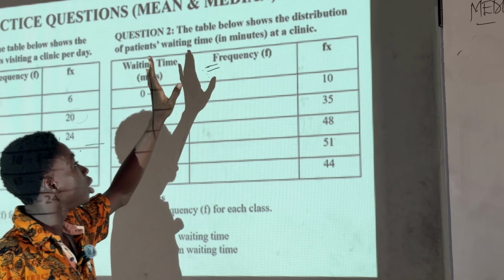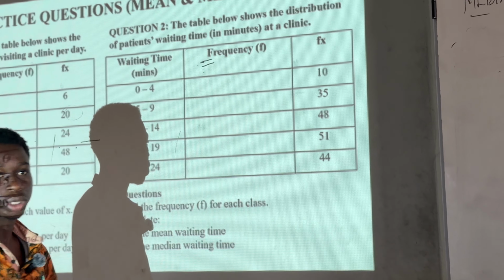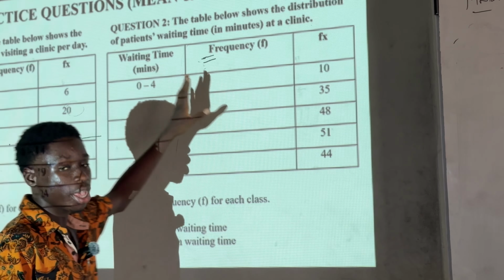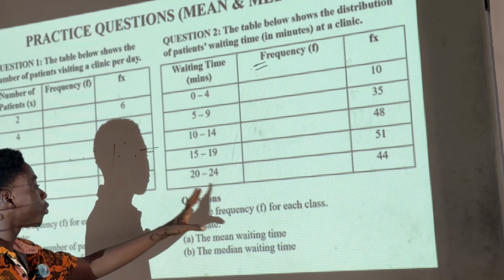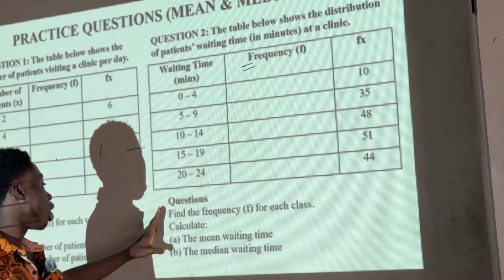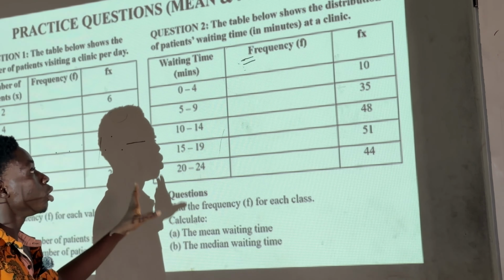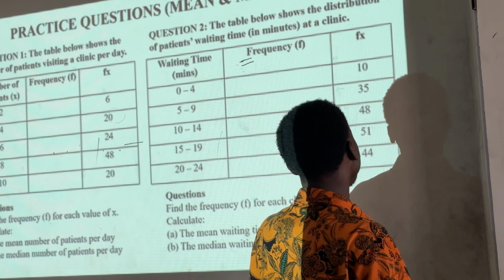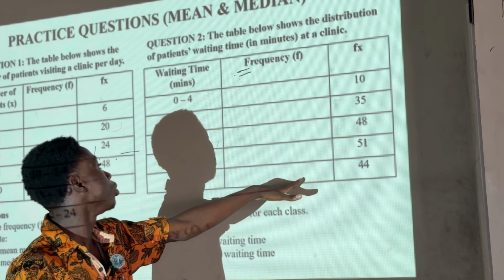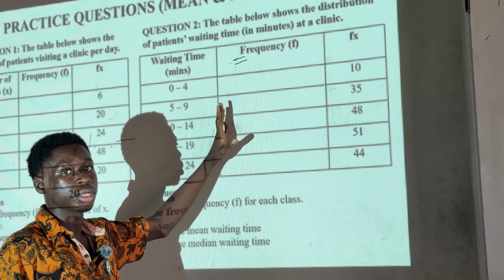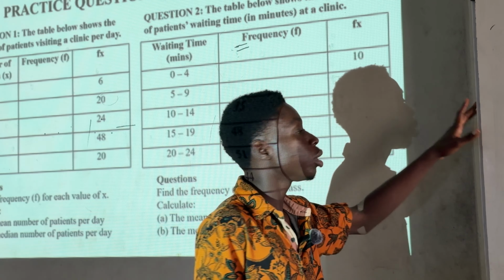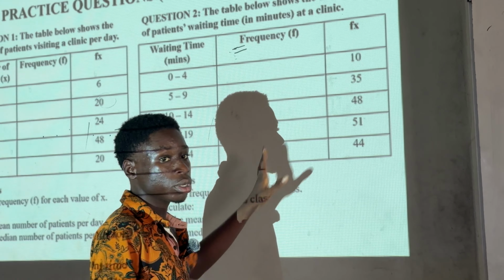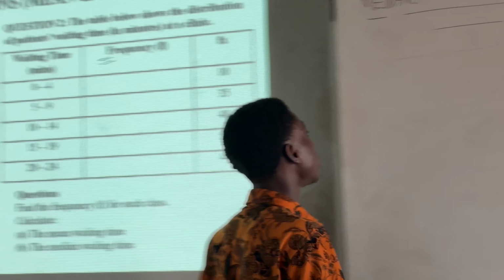So before we can find the values of the frequency, you have to find the midpoint. The questions are: find the frequency of each class, calculate the mean waiting time and the median waiting time. So we have come to solve for the table. For the table, you will solve for the midpoint and f, so it will be 4 tables. And because of the median, you solve for CF.